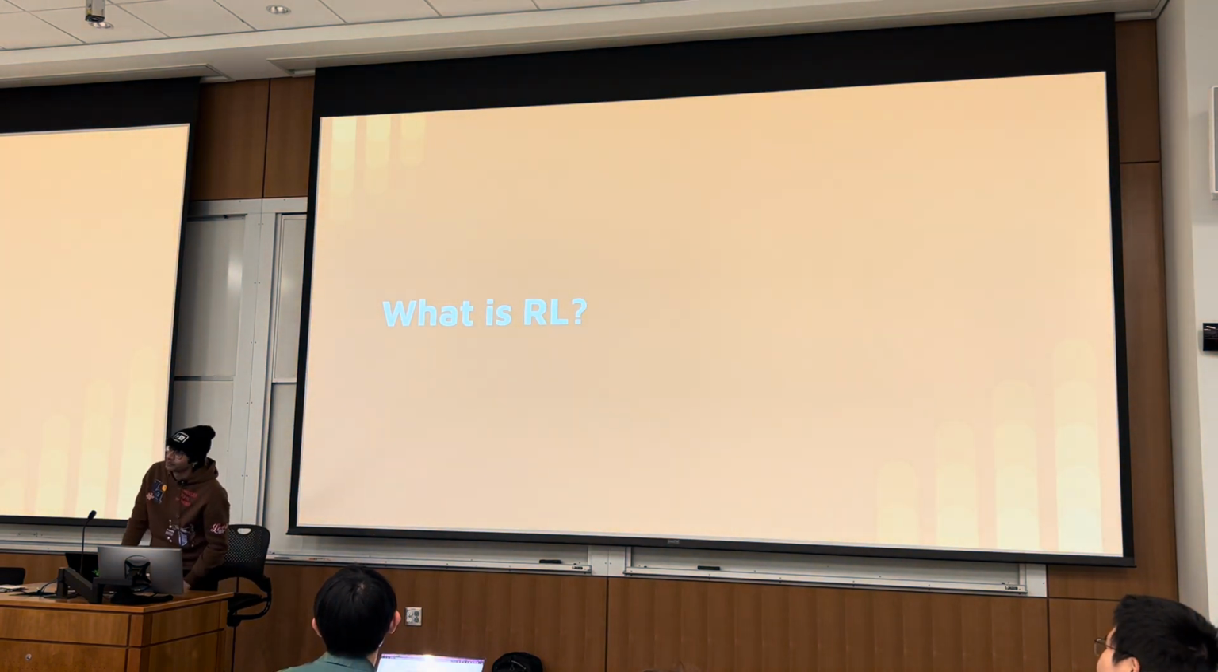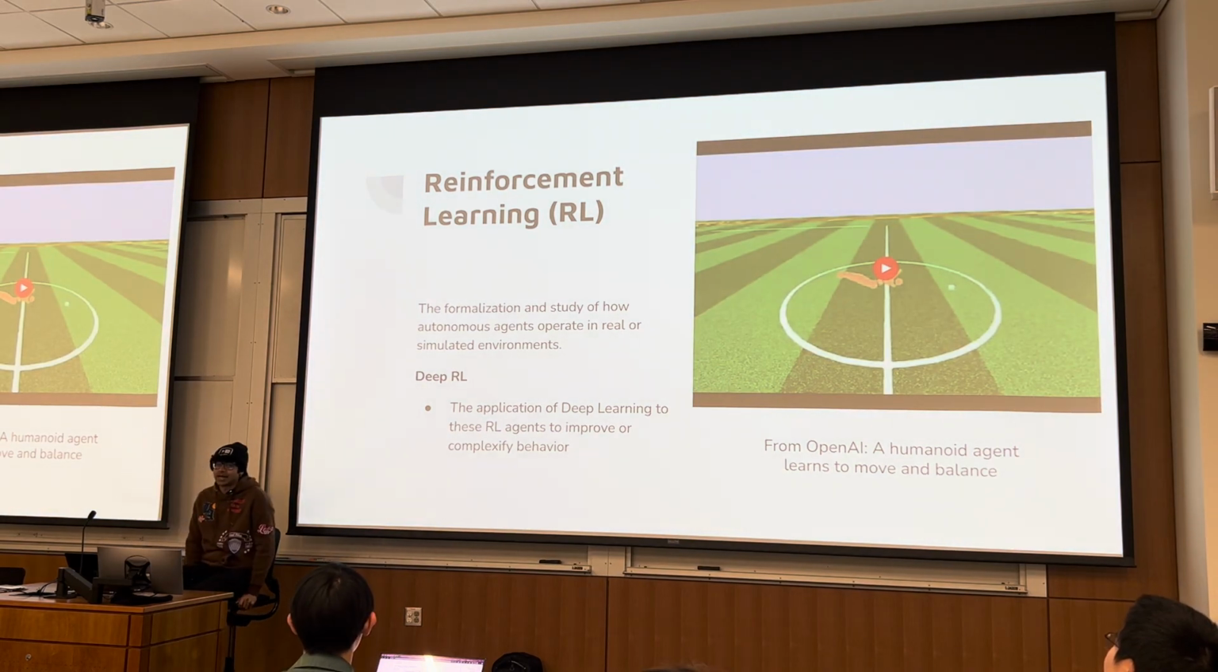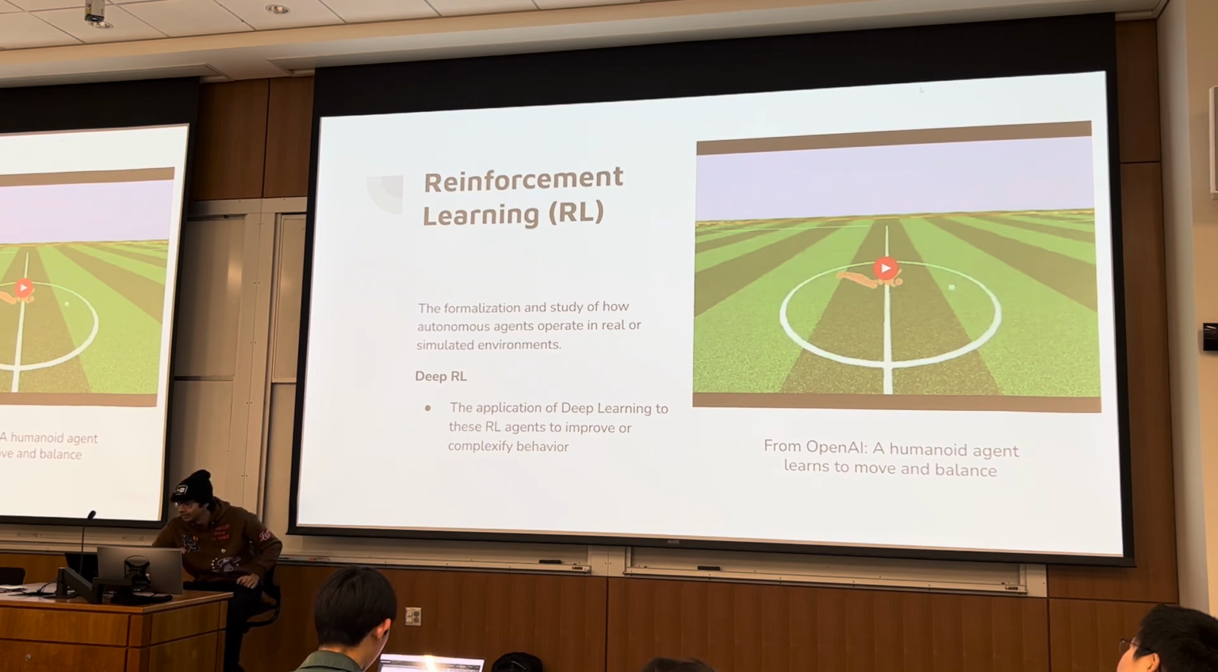So let's start off with what is reinforcement learning, shortened to RL. If you see the words RL, it's usually reinforcement learning. It's the formalization and study of how we can have autonomous agents, robotic or in silico, operate in real or simulated environments. Basically, how can we have this object move and interact with the environment, and accomplish tasks for us? The application of deep learning to reinforcement learning is basically making them more powerful. How can we make it so that these agents don't just solve a maze, but can grab items with their hands, understand complex tasks, and learn to walk and run, for example?